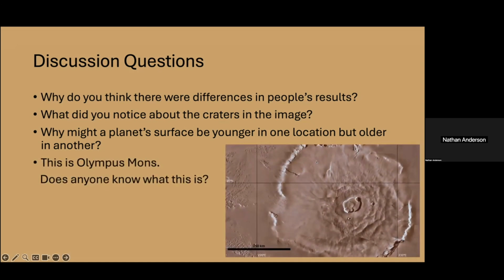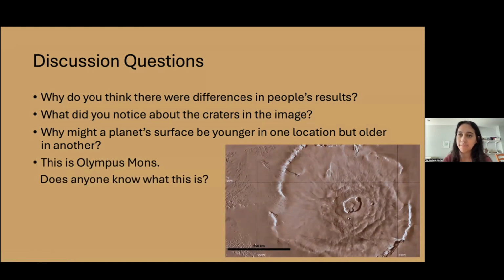So this is Olympus Mons on Mars. Does anyone know what it is? Like what kind of feature is it? Naomi. It's a dormant volcano, and the tallest one in the solar system. This is the biggest volcano in the solar system.